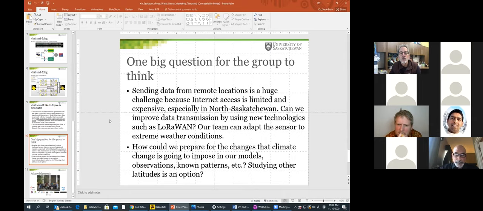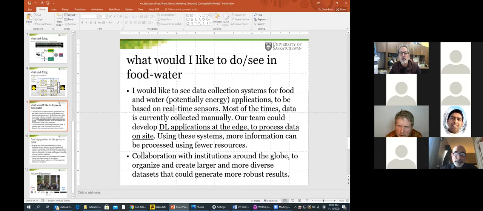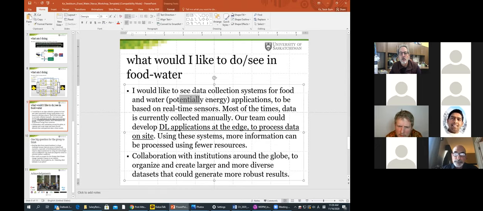One big question, did I mention energy somewhere? Oh, here you go, potential energy. I'm so glad that Andrea brought this one. I think energy, food, and water would be a good combination in terms of nexus.